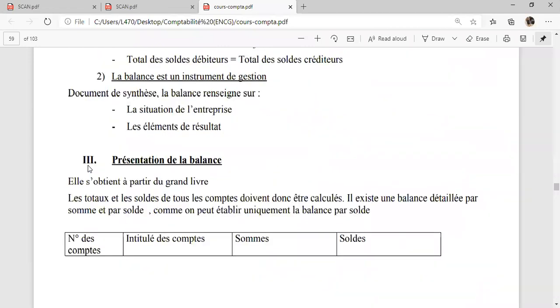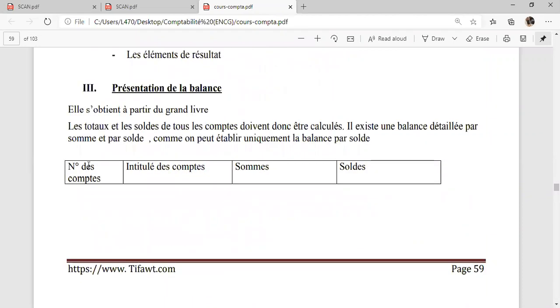So this is how you establish, and this is how you draw the balance. The first column is for numéro de compte, as always. Then this intitulé de compte is the same as the libellé, so you could just simplify your life and write libellé. Then we have the third column, which is the somme.